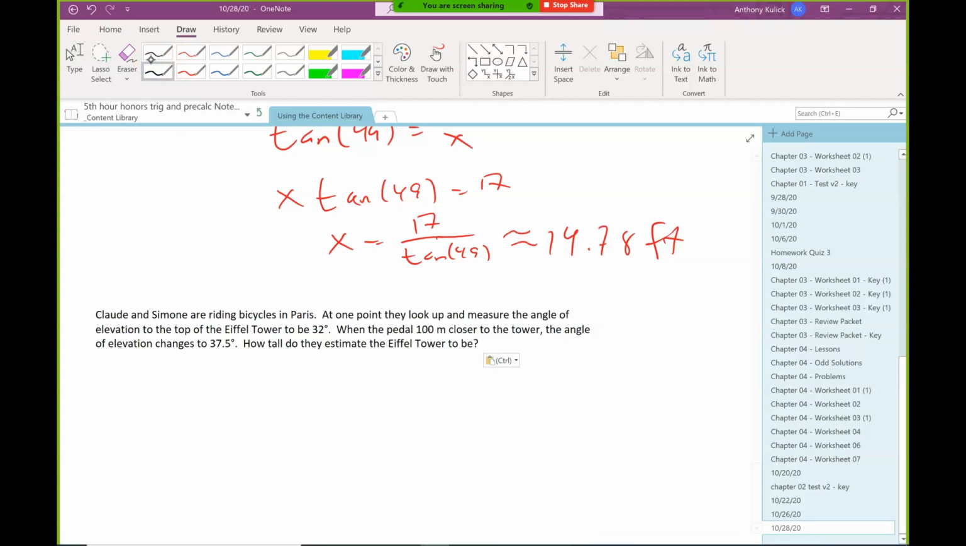Claude and Simone are riding bicycles in Paris. At one point, they look up and measure the angle of elevation to the top of the Eiffel Tower to be 32 degrees. When they pedal 100 meters closer to the tower, the angle of elevation changes to 37.5 degrees. How tall do they estimate the Eiffel Tower to be?